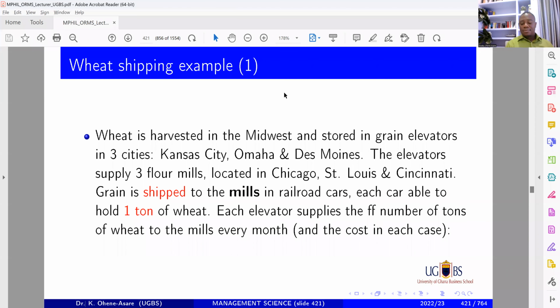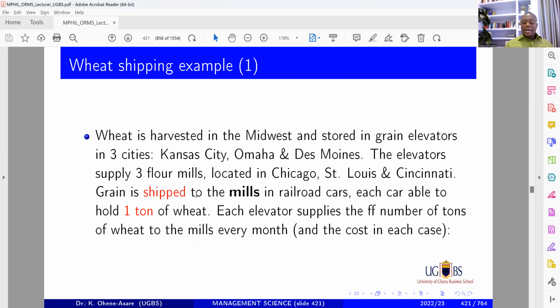Grain is shipped to the mills in railway cars, and each car is able to hold 1 ton of wheat. But I don't see how this has come into play in the question here, like in the answer. Okay, which one? Each car is... What would you want to see? Which specific phrase? Like, it's to hold 1 ton of wheat. So in a normal circumstance, if this was an exam question, I would think maybe it's part of the question, like a limitation or something. Or you're just to eliminate it.